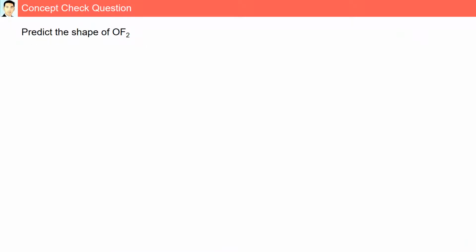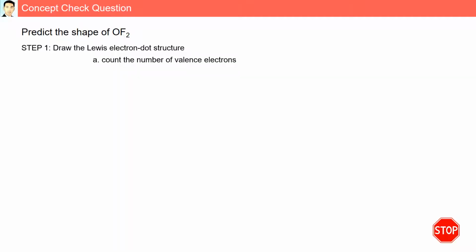Concept check question 2. Predict the shape of OF2. Please pause the video this time and work this question. And now the solution. Step 1. Draw the Lewis electron dot structure. First, we need to count the number of valence electrons.